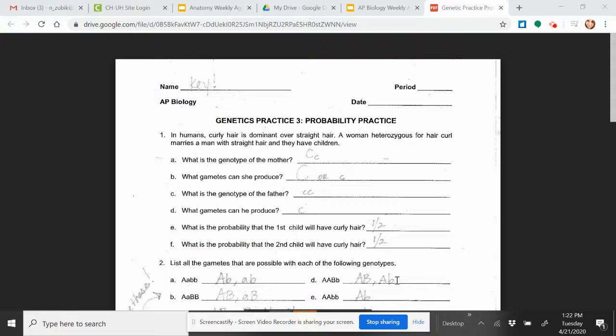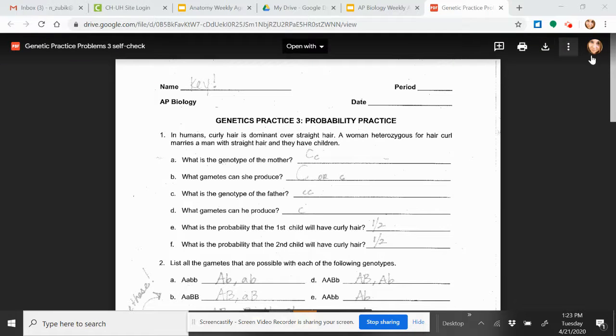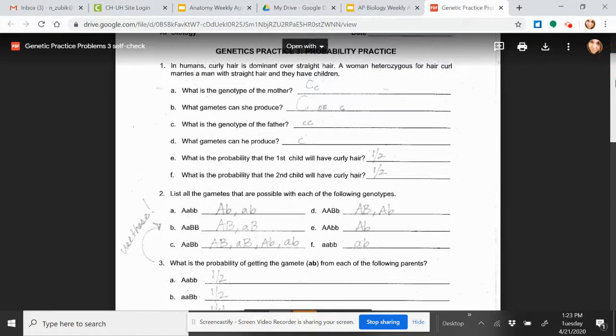Hi, folks. We're going to go over your third set of practice problems for genetics, and this is with probability. So this is going to help us break down some of those problems into easier bite-sized pieces. For example, if we have a question that says, in humans, curly hair is dominant over straight hair.